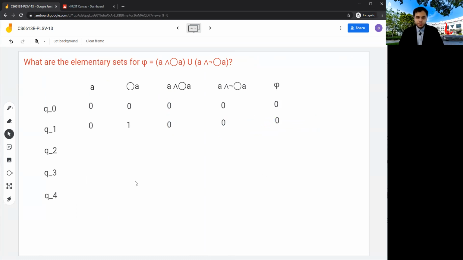So my second elementary subset consists of the following formulas: not A, next A, not A and next A, not A and not next A, and also not phi. This is my second elementary subset. And I create a state in my automaton. I call that state Q1. And that state corresponds to these formulas.